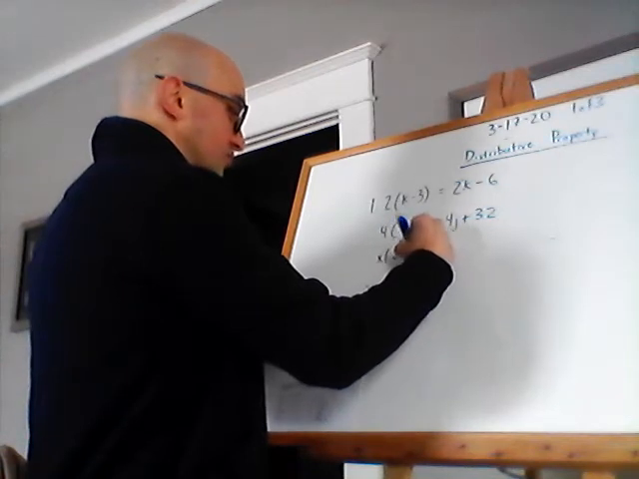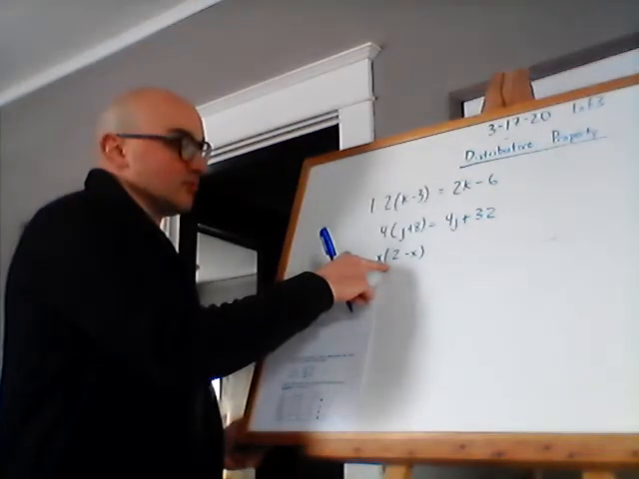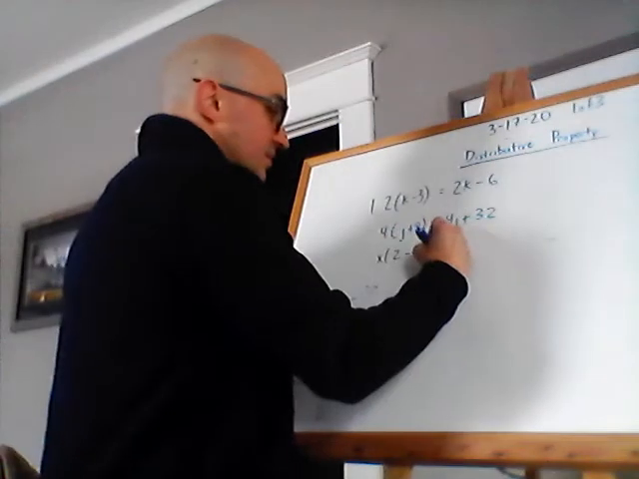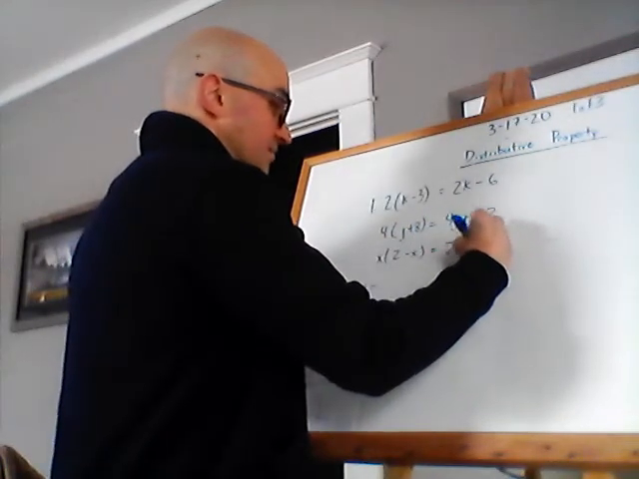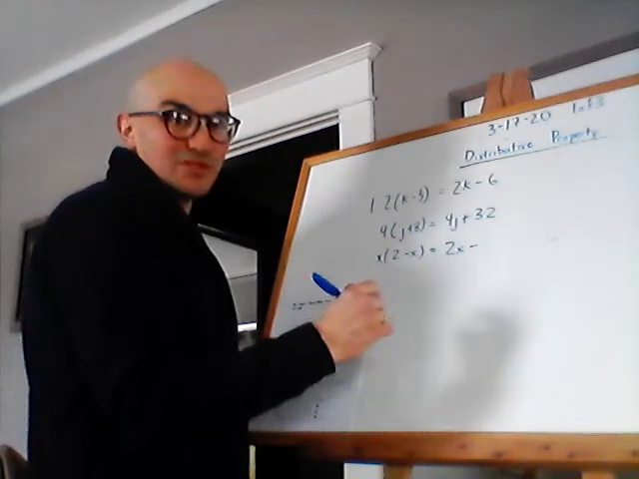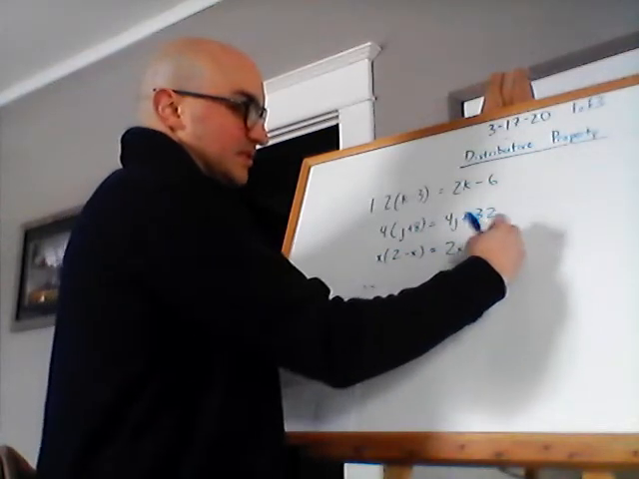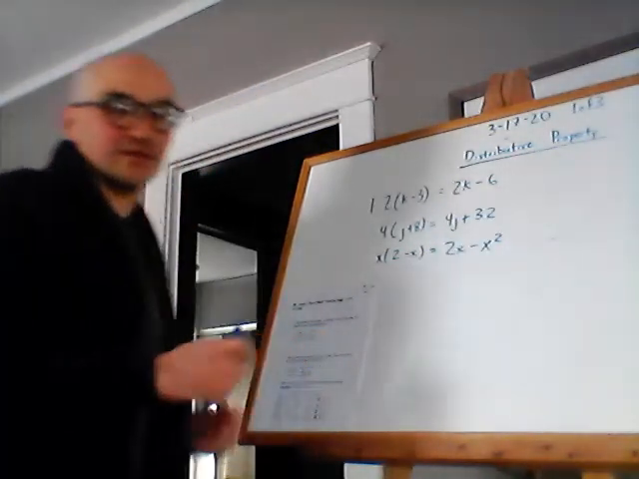And then part C asks us to distribute x to both 2 and -x. So 2x minus x times x isn't going to be 2x this time, it's going to be x times itself, or x squared.